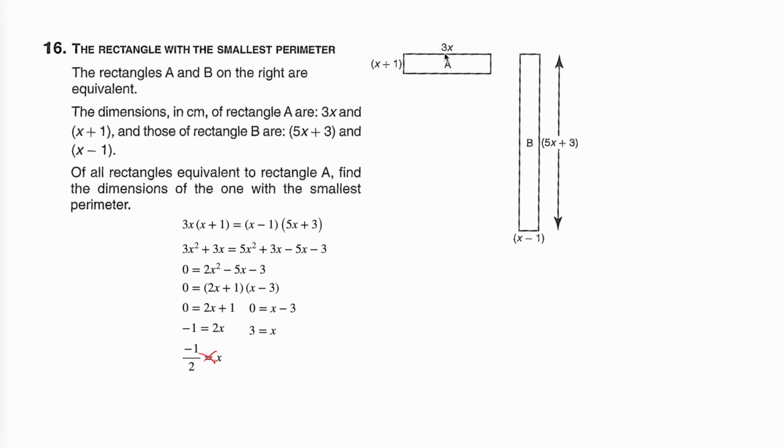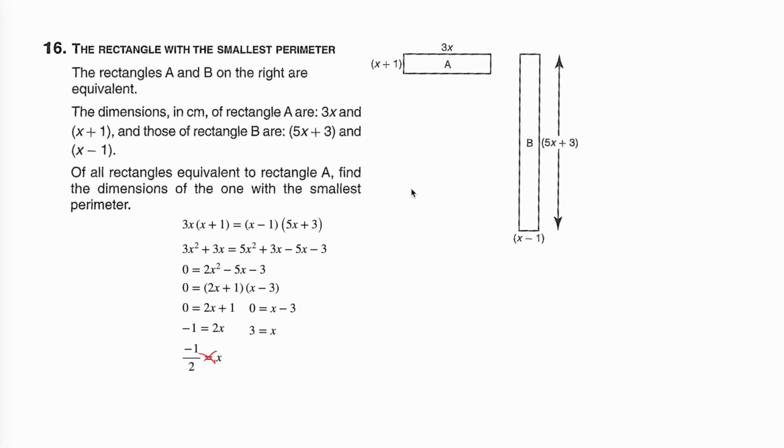If x is equal to 3, that gives us 9 times 4, which is 36. Okay, and by the way, this would be 15 plus 3 is 18, times 2 is also 36. 18 times 2 is 36, 9 times 4 is 36.